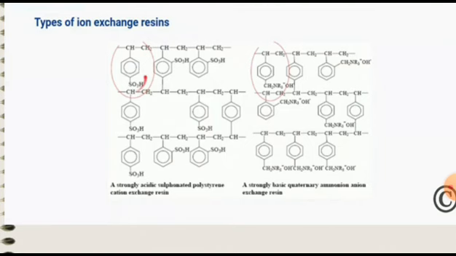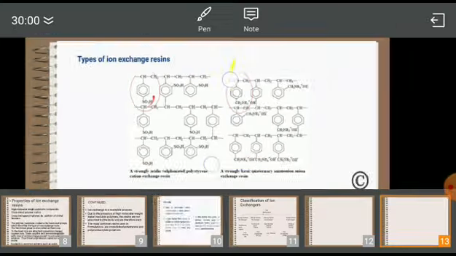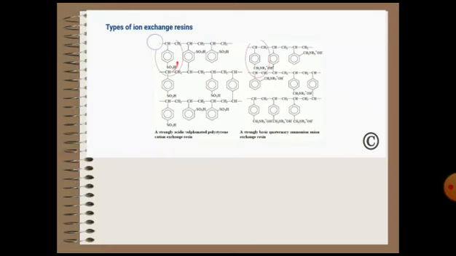Here you can observe repeated sulfonic acid groups, and this is the polymeric chain, which is nothing but the polystyrene chain. So it is polystyrene with divinyl benzene, containing sulfonic acid groups. That is called a strongly acidic cationic exchange resin. For this, we are going to complex with a drug which is cationic in nature.